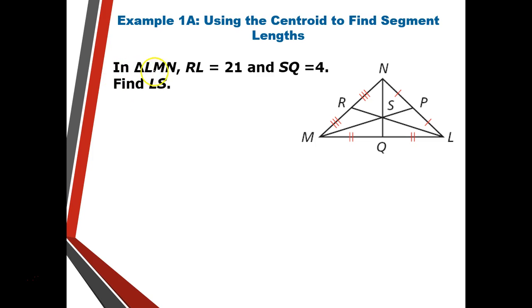So triangle LMN, LR is equal to 21 and SQ is equal to 4. So knowing this information up here, let's find what LS is equal to. And LS, let's look at this, is this portion of it right here. LS, remember, from the vertex to the midpoint is equal to 2/3 of the whole median, so LR.